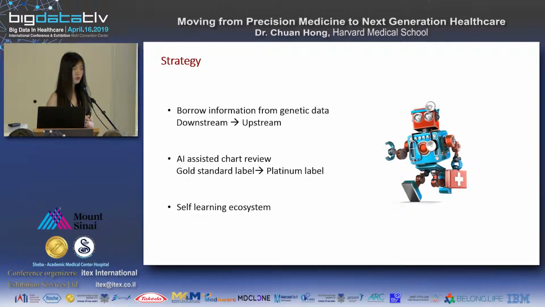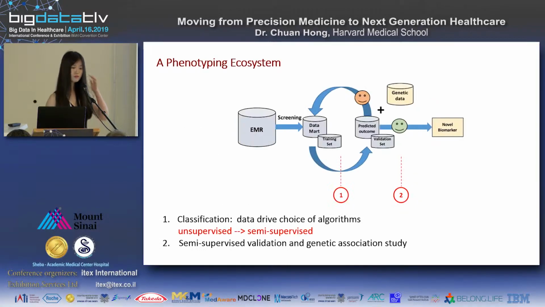The second one is we want to develop a system where our machine learning model can assist physicians to get a gold standard label. If it is better than a gold standard label, we call it a platinum label. The next one is we want to develop a self-learning ecosystem. That is, after we get the response from our model, we go back and improve our model. And this is our proposed phenotyping ecosystem.